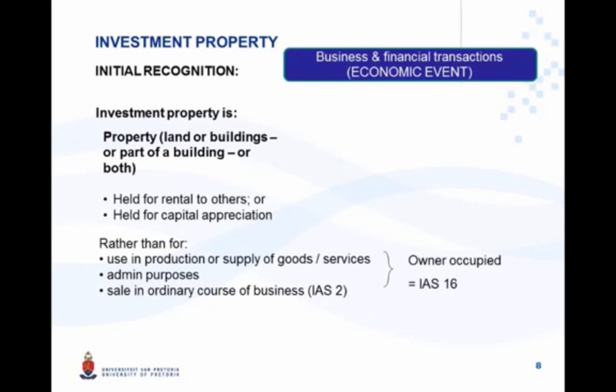If you have property that is used in the production or supply of goods, like a factory building, or in the rendering of a service, or for administrative purposes like an office building, then it will be owner-occupied property and you'll have to apply IAS 16 to those. If you have property that is sold in the ordinary course of your business, those properties will be accounted for in terms of IAS 2.